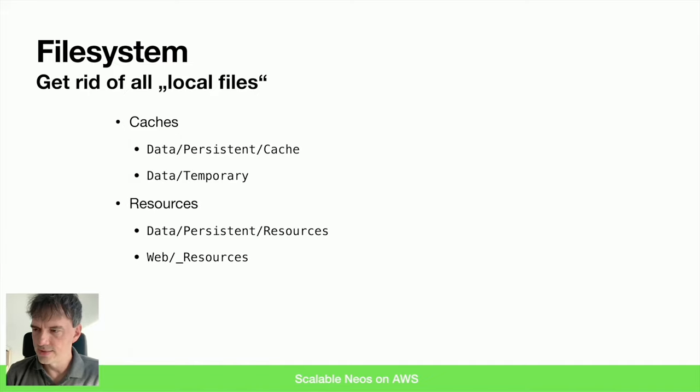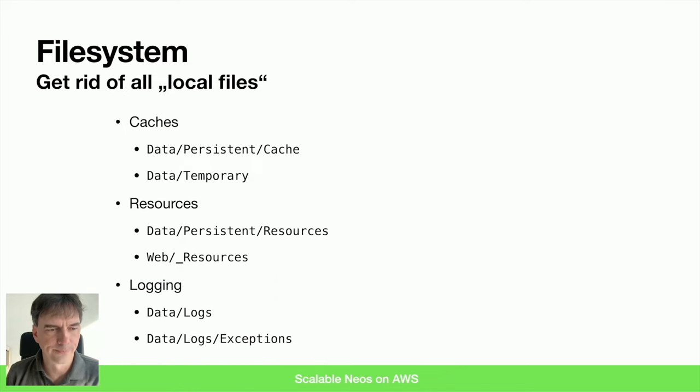Second part is resources: assets, images that the editor attaches to their pages, or PDF files that they upload for the users to download. So basically, assets are stored in Data/Persistent/Resources, and they are made publicly available through the Web/_Resources directory. So we have to get rid of these two things.